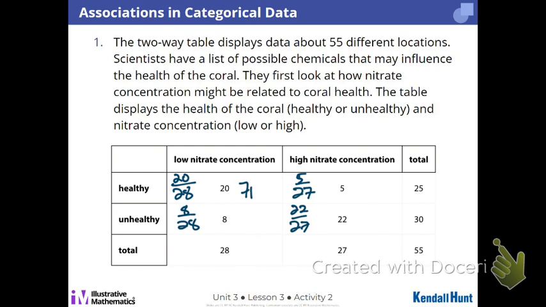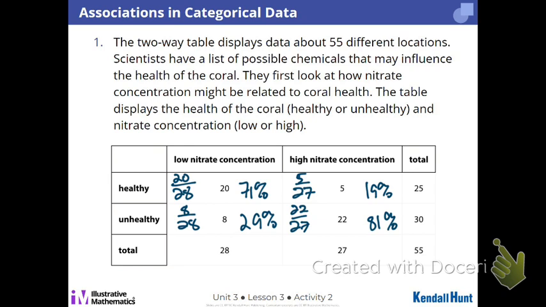If I got 71% here, guess what percent I have to have down here? 29. And I got 5 out of 27. And if I got 19% here, guess what I have to have here? 81%. Okay. So the question, it's on the next slide, but I'm going to ask it so we don't have to switch back and forth so we can look at the data.